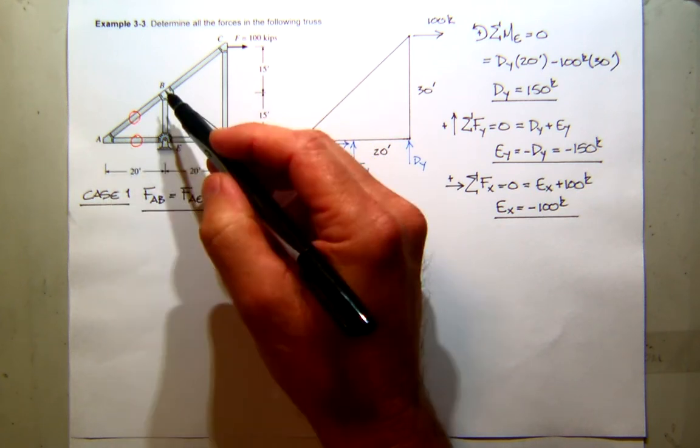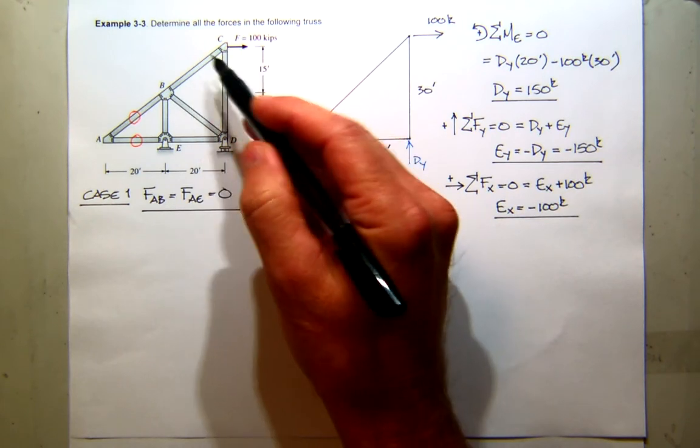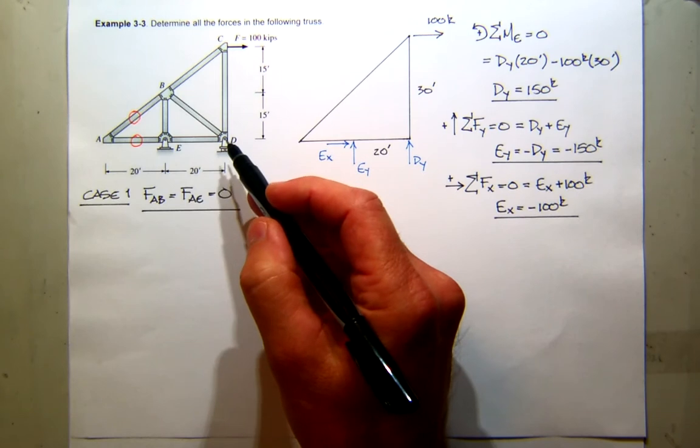Let's see, A, B, C. Could I go to C? Yes. Yeah. I've got 2 unknowns, 2 equations. That's a good place. Could I start at D?